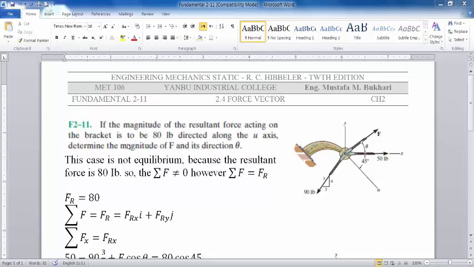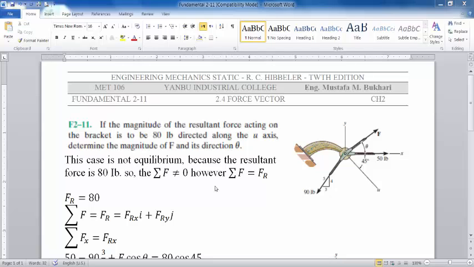Today I'm gonna explain fundamental problem 2-11, which is under chapter 2, force vector. There is a special question. Most of the questions in this book are static, that means it's equilibrium. But this question is not equilibrium.